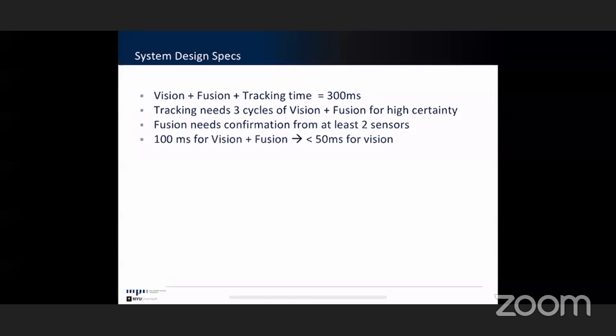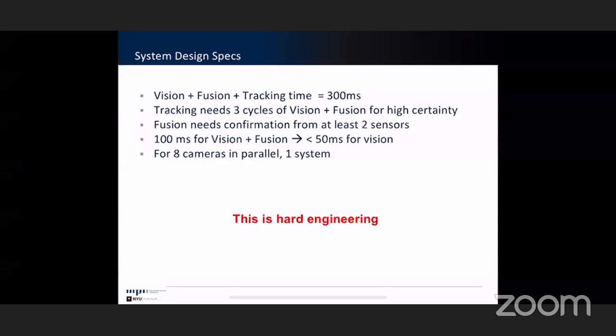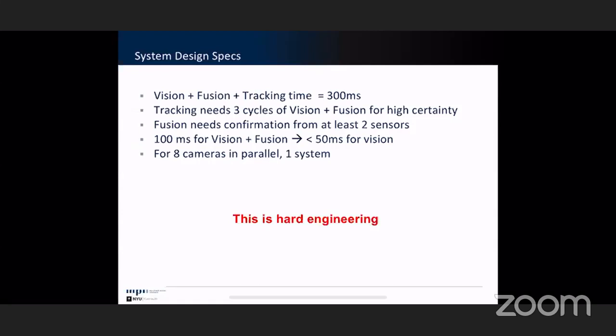And let's say that of this 300 milliseconds, we have 100 milliseconds for vision plus fusion, which implies less than 50 milliseconds for vision. And let's say we want to do it for 8 cameras on the car, right? Because we want to detect objects everywhere on all these 8 cameras in one system. So we have a processor which gets the feed from all these 8 cameras in less than 50 milliseconds. 50 milliseconds is a very small time. It's only 20 frames per second. So in less than 50 milliseconds, or at least at 20 FPS, we need to be doing this.